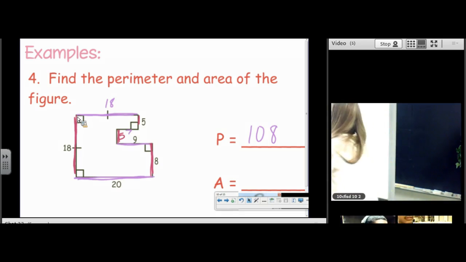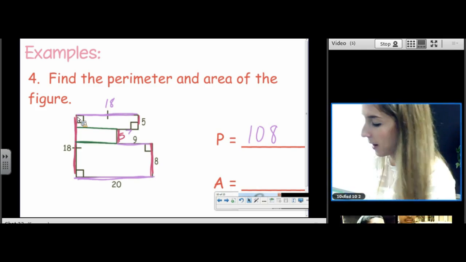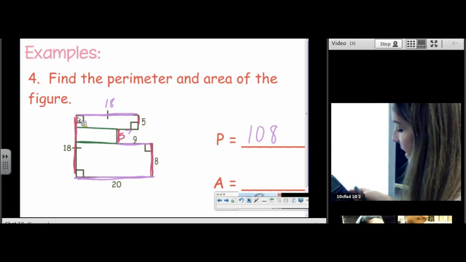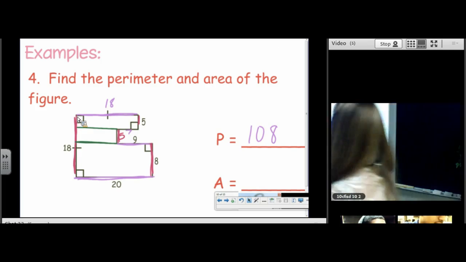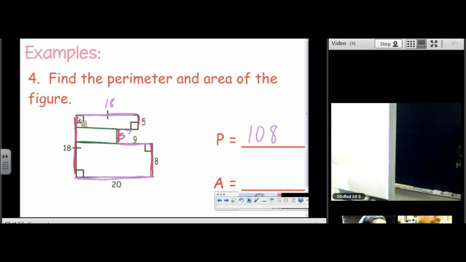So we could break it up, there's lots of different ways. I could do this one here, and then I'll just go this way. I'll just keep it simple. All right, so then what I do is I write the area inside each rectangle. 18 times 5. So the area of this one is 90.